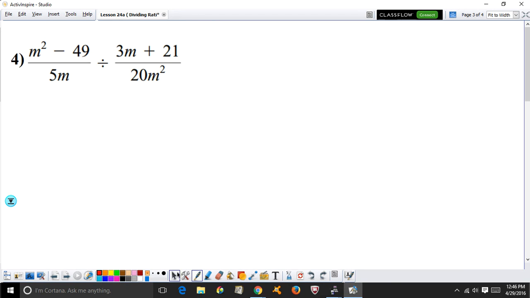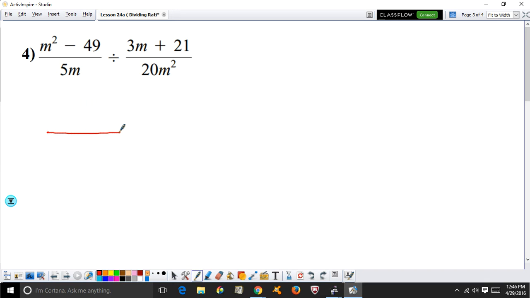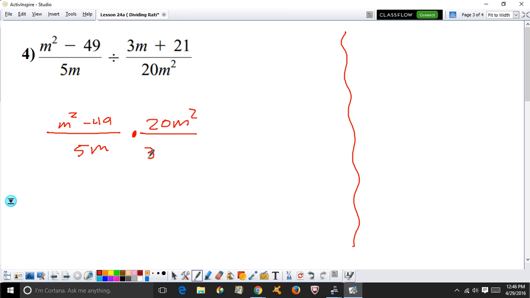Now let's look at our last example here. M squared minus 49. Can I factor that expression? Well, now let's be consistent. Let's just rewrite it. M squared minus 49, divided by 5m. We don't divide, so we multiply. We multiply by the reciprocal, which is going to be 20 over m squared divided by 3m plus 21. Okay, so now we converted the division into multiplication.